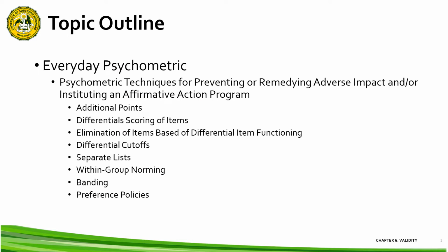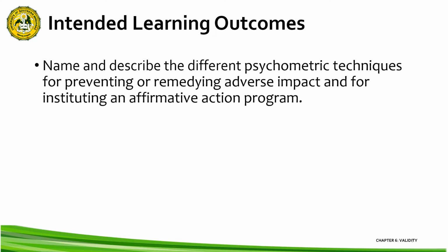So our topic outline: everyday psychometric techniques for preventing and remedying adverse impact and/or instituting an affirmative action program. The intended learning outcome at the end of this topic is that we would be able to name and describe the different psychometric techniques for preventing or remedying adverse impact and for instituting an affirmative action program.